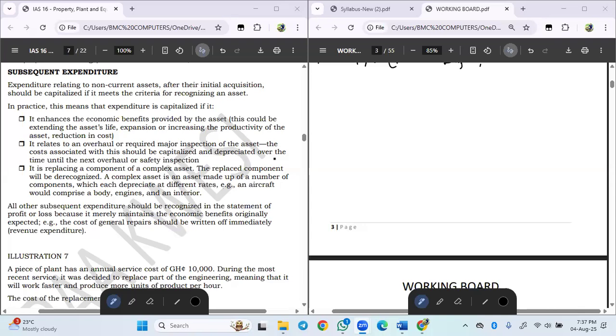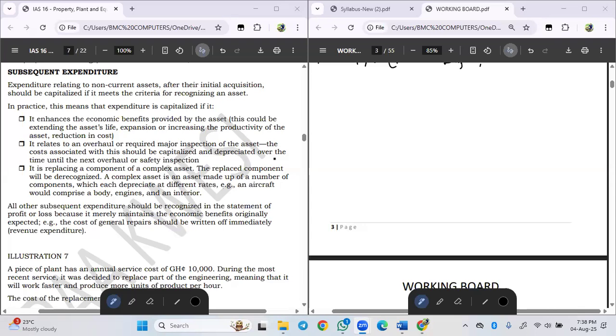But sometimes those expenses or that maintenance you perform on that particular plant must be capitalized. And we have criteria for recognizing or capitalizing such expenditures. In practice, this means that expenditure is capitalized if it enhances the economic benefits provided by the asset. That economic benefit could be extending the asset's life, expanding or increasing the productivity of the asset, or reducing costs.